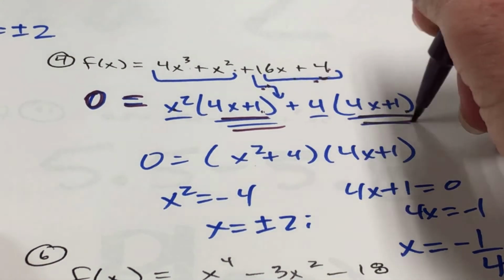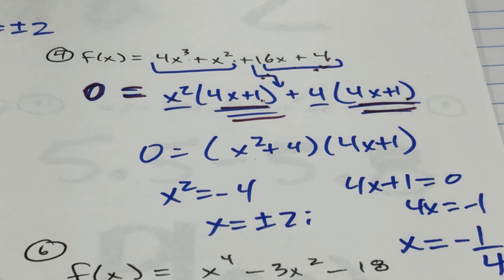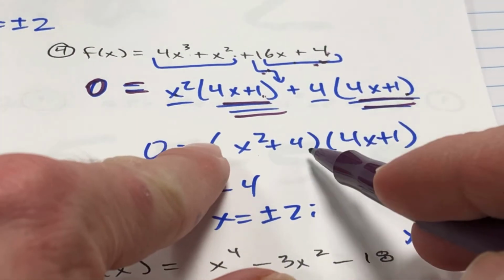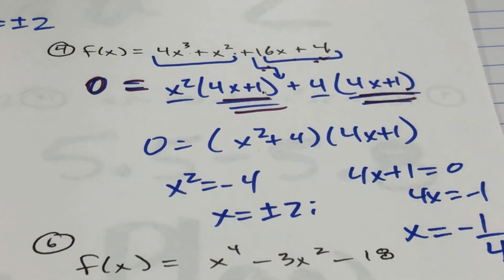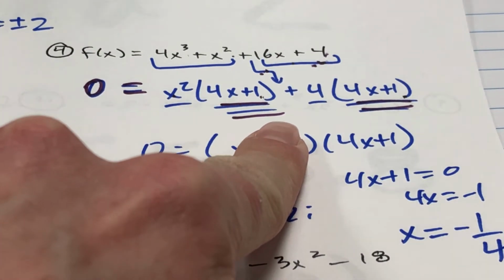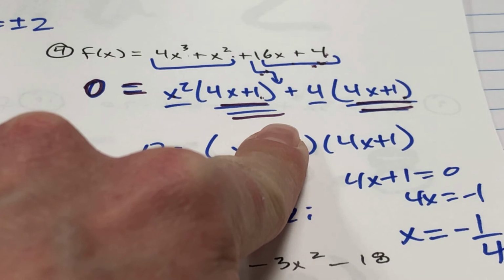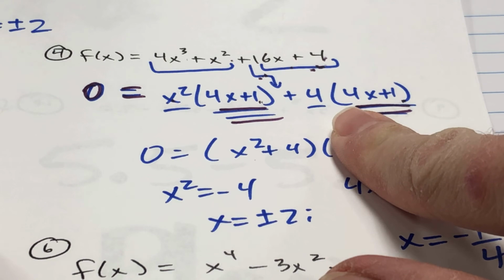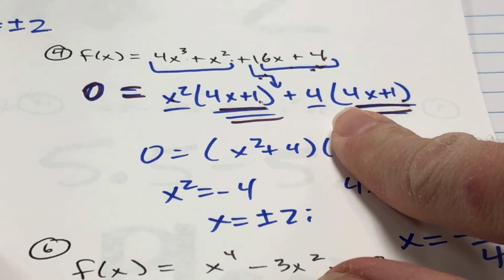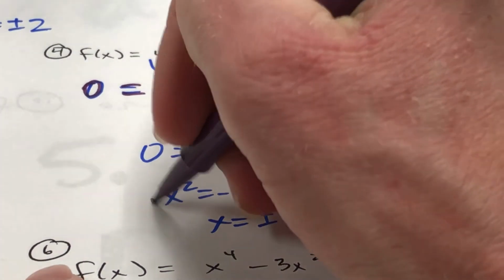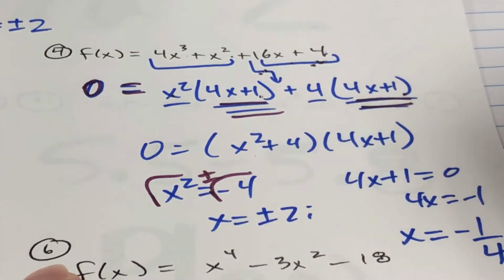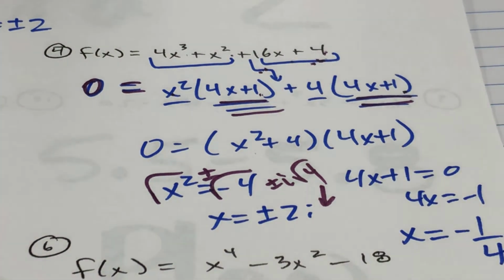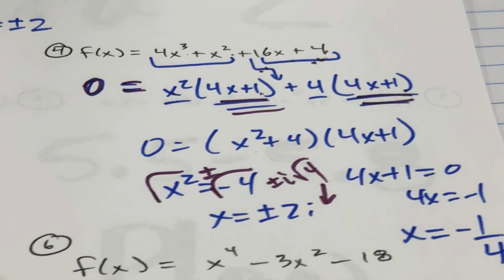4x plus 1, 4x plus 1. These same two terms go together in one parenthesis, and then the x squared plus 4 goes in the other parenthesis. So it's been factored. Cover-up method tells me 4x plus 1 equals 0. That's how I get x as negative 1/4. Cover-up method tells me that x squared plus 4 is 0. I subtract 4 from both sides. I take the square root of negative 4. That's plus or minus i root 4. The square root of 4 is 2. That's how I get plus or minus 2i.